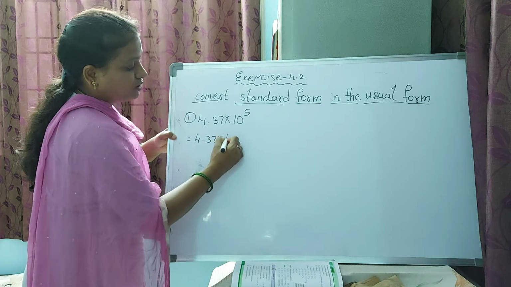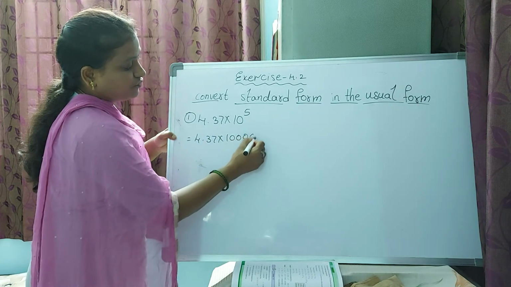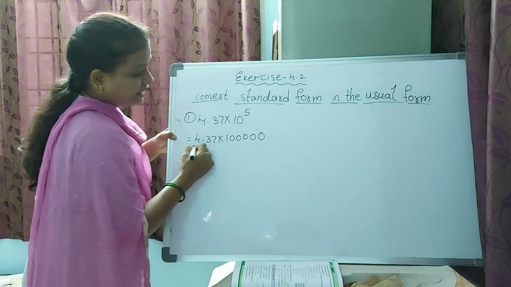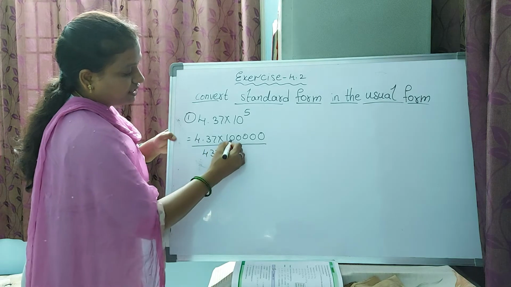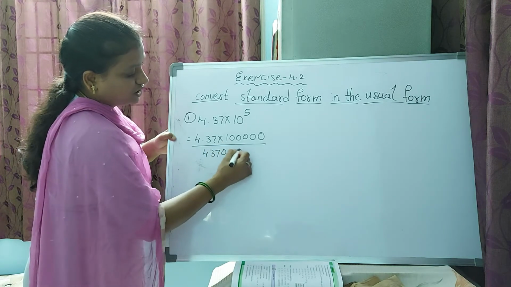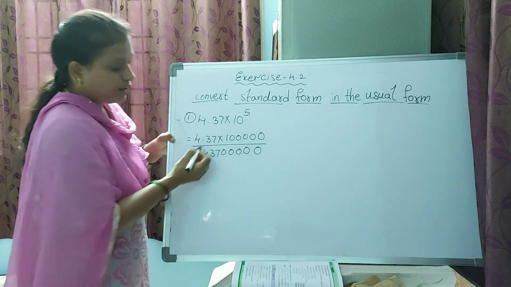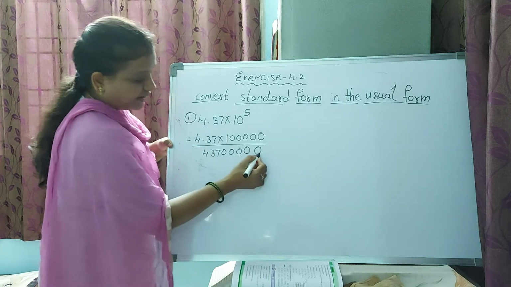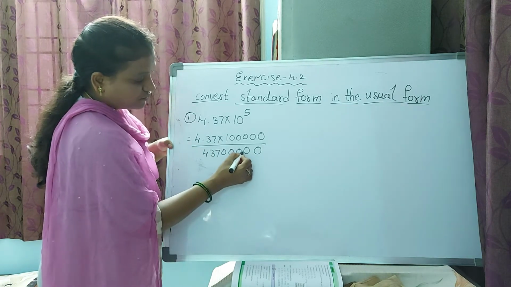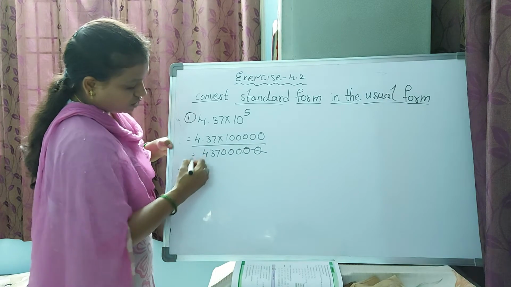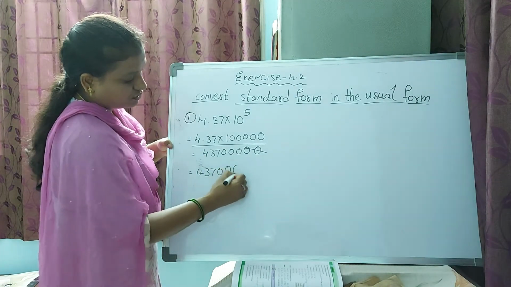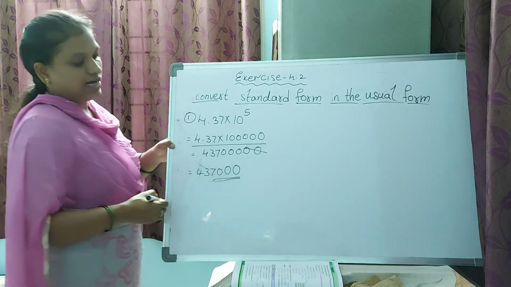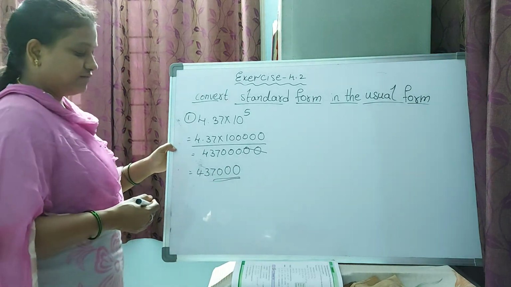4.37 into 1, 2, 3, 4, 5. If you multiply this one, what you will get? 4, 3, 7, 1, 2, 3, 4, 5 zeros will come. Before 2 digits you have to keep the point, that's why 1, 2. Before 2 digits this will go. So the answer is 437000. So this is the answer. In this way we can convert.